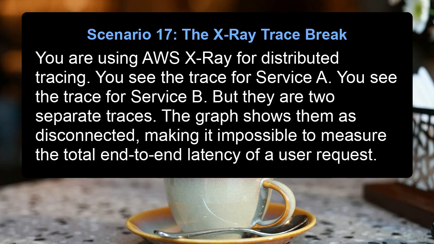Scenario 17: The X-Ray Trace Break. You are using AWS X-Ray for distributed tracing. You see the trace for service A. You see the trace for service B. But they are two separate traces. The graph shows them as disconnected, making it impossible to measure the total end-to-end latency of a user request.